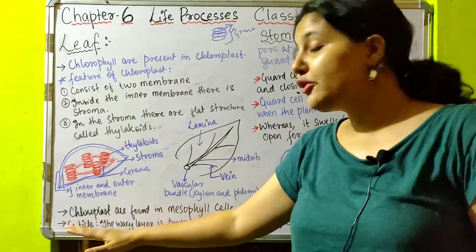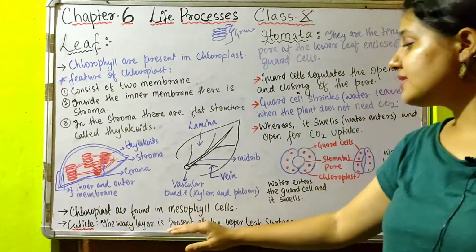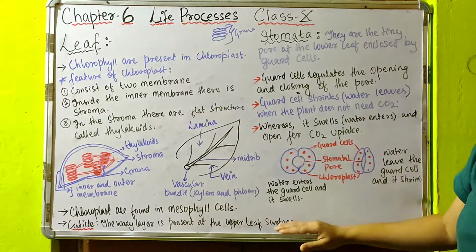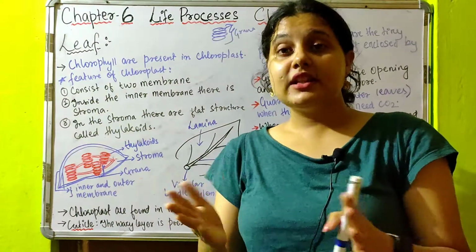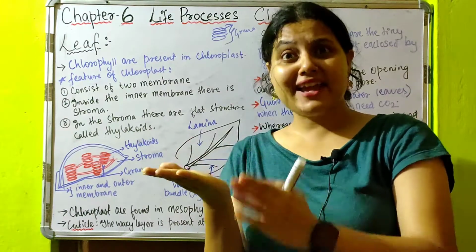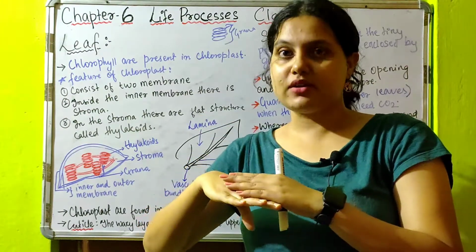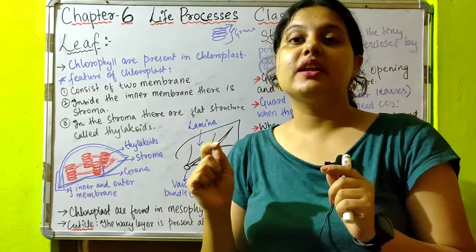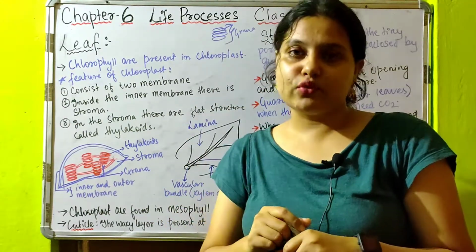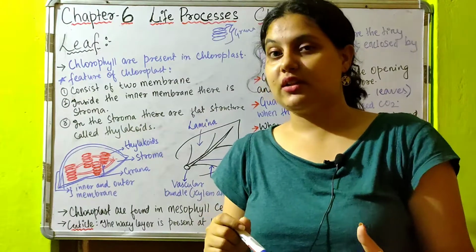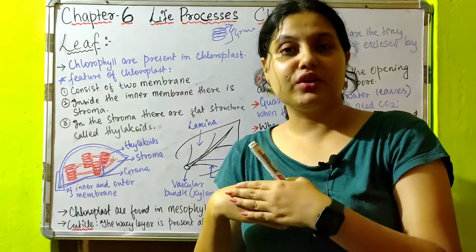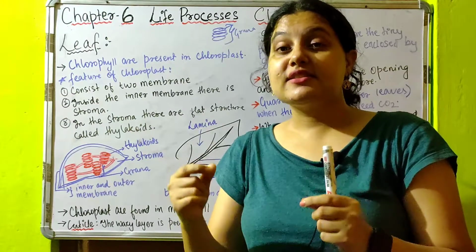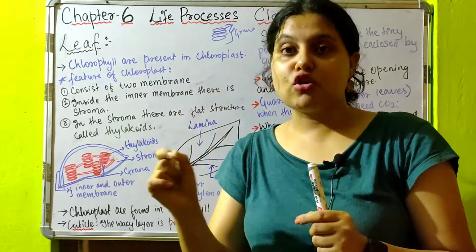Now coming to the cuticle. Cuticle is the waxy layer present at the upper surface of the leaf. When we see a leaf, the upper surface is shiny, but the lower surface is matte. Why is that? Because the upper surface of the leaf contains a waxy kind of coating, known as the cuticle. But there is an absence of cuticle on the lower surface. That is the reason why stomata are present there.